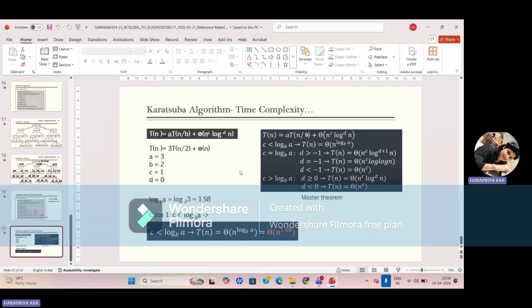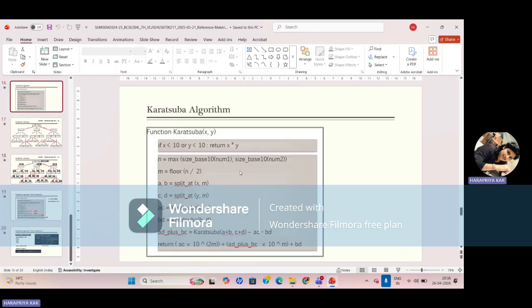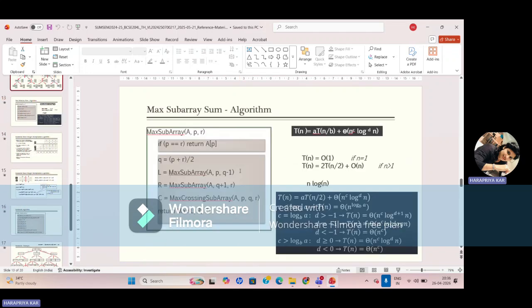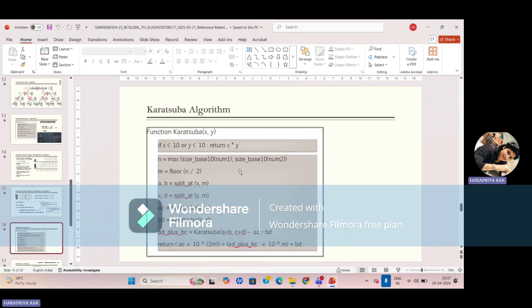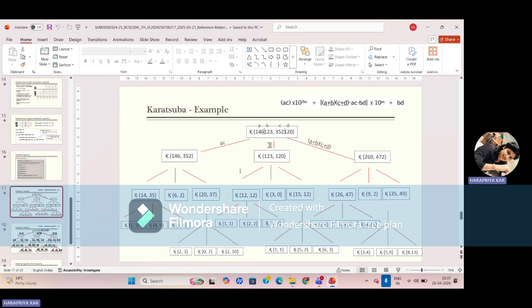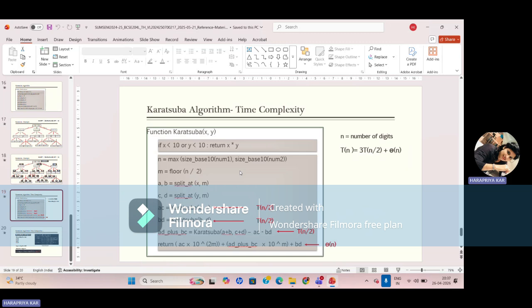So the master theorem is this. If you go with this, you can see how theta of n to the power 1.58 is derived. T of n is equal to aT of n by b plus theta of n to the power c log to the power d n. If c is less than log base b of a, then T of n is theta of n to the power log base b of a. If c equals log base b of a and d is greater than minus 1, then T of n is theta of n to the power c log to the power d plus 1 n. If d equals minus 1, then T of n is theta of n to the power c log log n. If d is less than minus 1, then T of n is theta of n to the power c. If c is greater than log base b of a, then for d greater than or equal to 0, T of n is theta of n to the power c log to the power d n, and for d less than 0, T of n is theta of n to the power c.